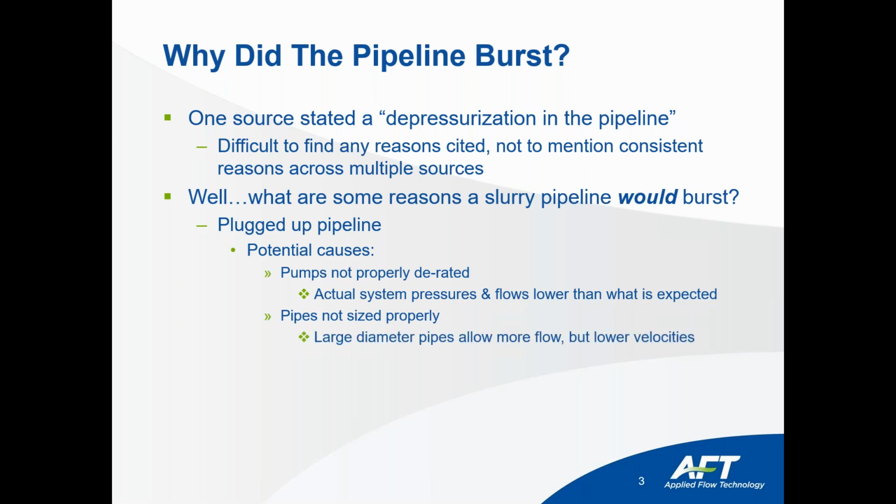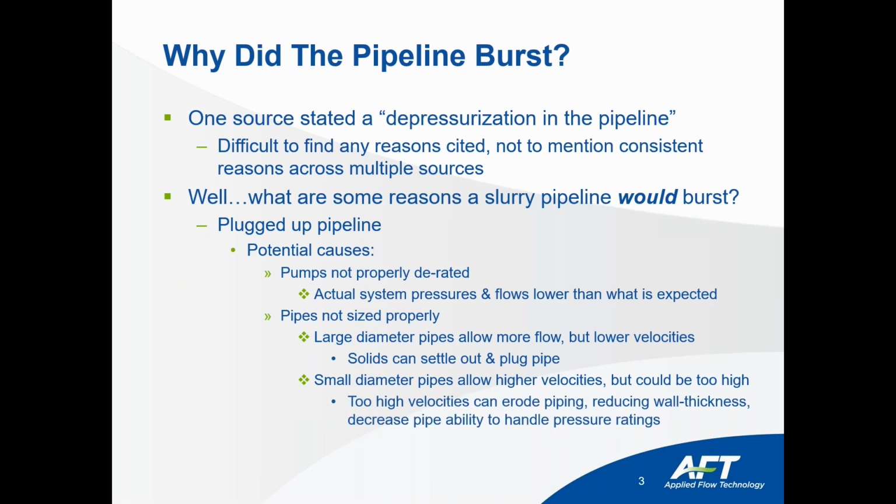If you have too large of pipes, you can get more flow, but the lower velocities are what cause the solids to settle out of the fluid, and that's what can plug up the pipe. However, small diameter pipes can be just as problematic, where over time the solids will continue to erode the pipeline wall thickness, and that can cause issues as well. So you have to find the right balance between large diameter and small diameter pipes.